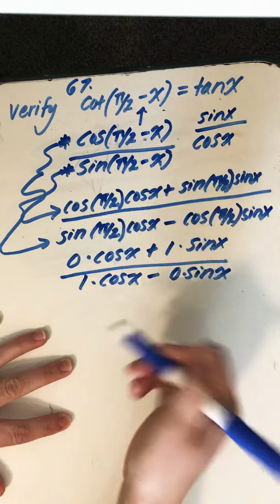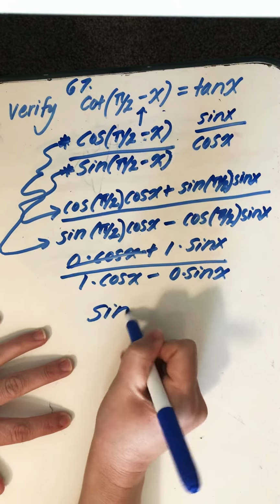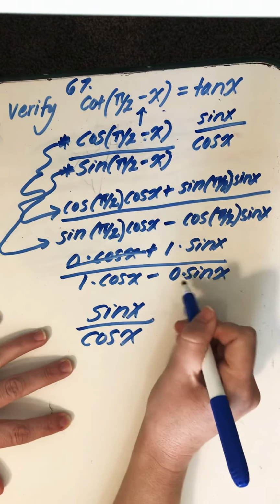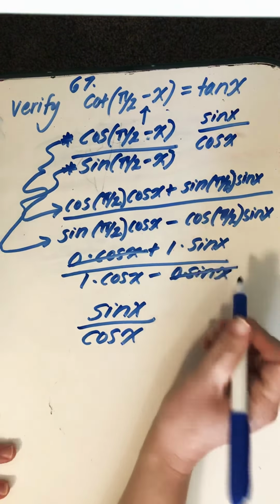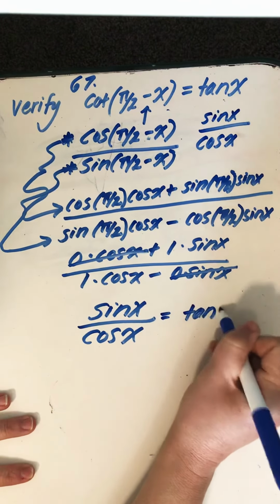So then 0 times cosine is gone. That's 0. So then we just have sine of x on top. On the bottom, we have 1 times cosine of x, which is cosine of x. And this is 0, right? It goes away. So then from here, we just have sine of x over cosine of x, which equals tangent of x.